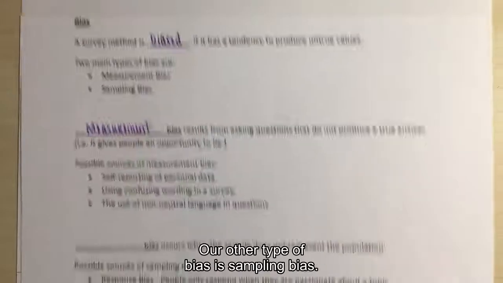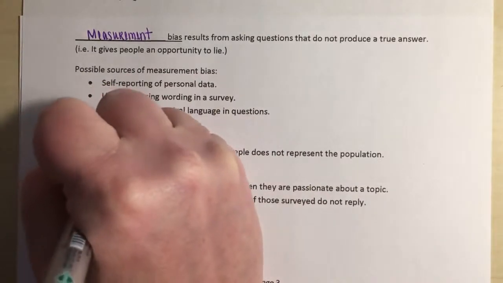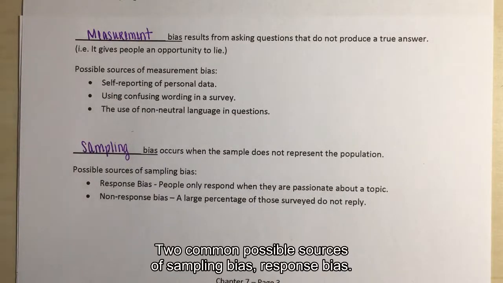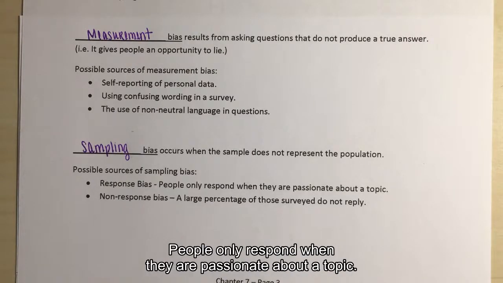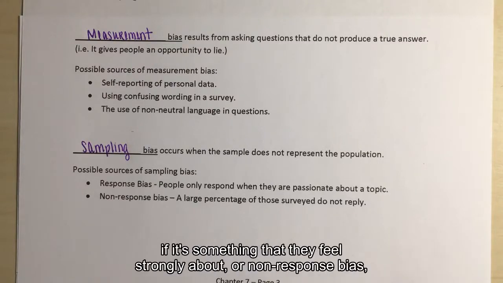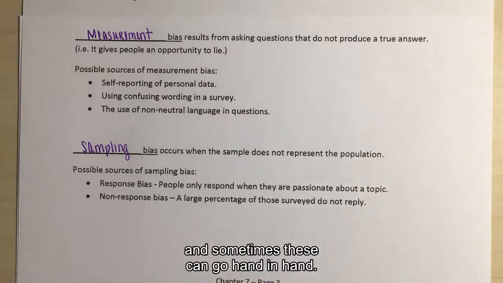Our other type of bias is sampling bias. Sampling bias occurs when the sample does not represent the population. Two common possible sources of sampling bias: response bias. People only respond when they are passionate about a topic. Right? So maybe they fill out a survey only if it's something that they feel strongly about. Or non-response bias. A large percentage of those surveyed do not reply. And sometimes these can go hand in hand.